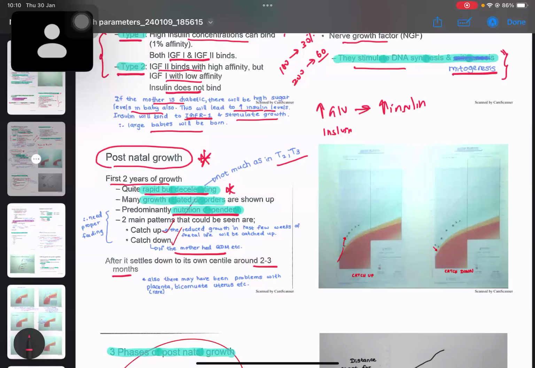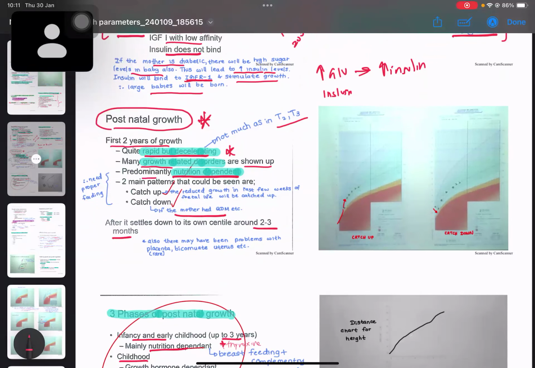In the first 2 years, the main growth-related disorders show up. If the child has any growth-related disorders which were masked during the in utero period, they will show in the first 2 years.